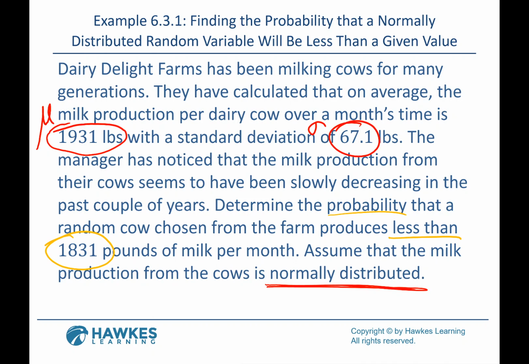So we want to work with the standard normal distribution. We've got a mean and standard deviation and a number to change. So what we're going to do is use our Z formula. That formula is x minus mu divided by sigma. Take this 1831, that's our x, and change that into a Z, a number on our standard normal distribution. So the number we're wanting to change, 1,831 pounds, we're going to subtract the mean, which is 1,931 pounds, and divide by the standard deviation, 67.1 pounds. And we're going to see what Z value we get out of that.